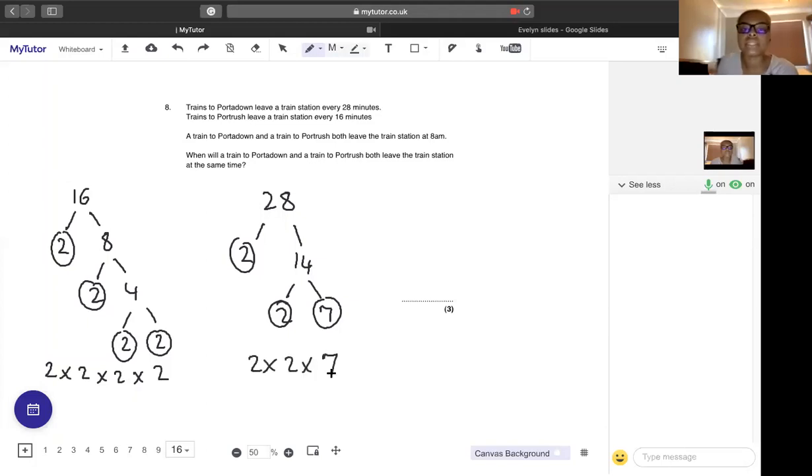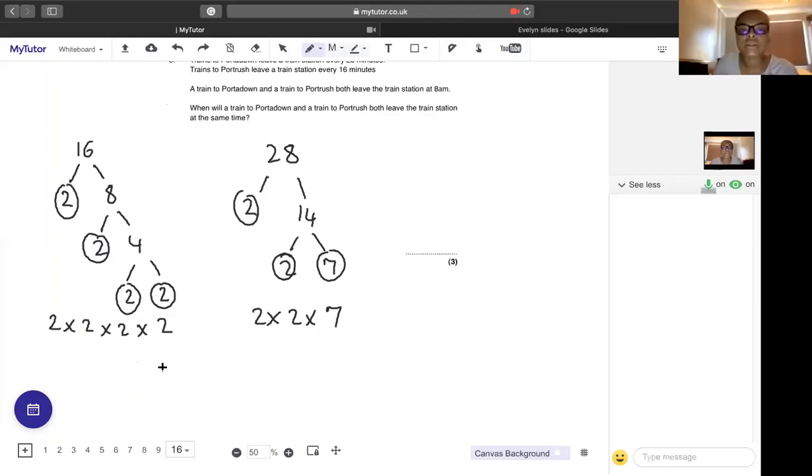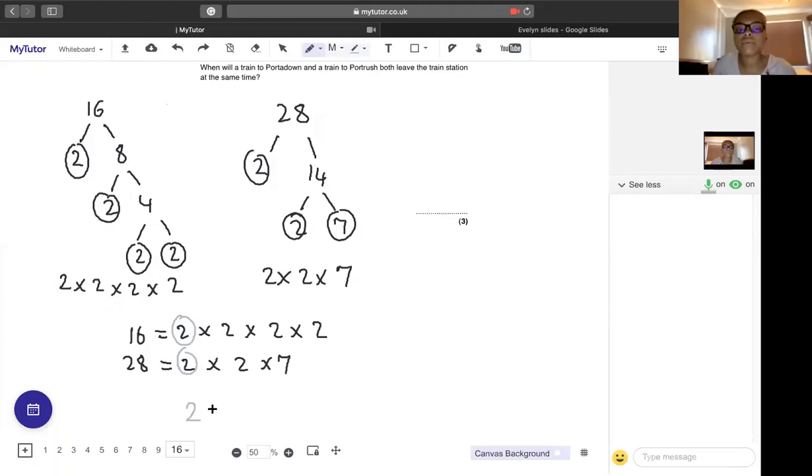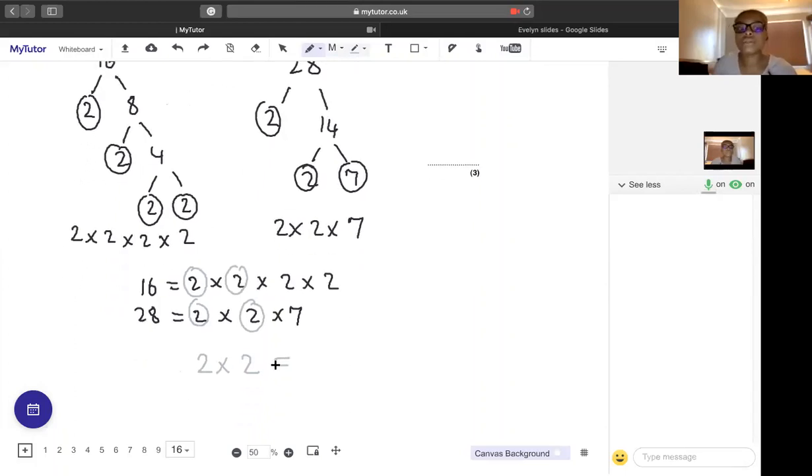So to work out the highest common factor, you need to circle the numbers which are common in both. So here we have a 2 which is common in both. So we've got these 2 2's. So we write one 2 at the bottom. We've also got another 2 2's, and then after that there's no other numbers which we can use. So 2 times 2 is 4. So that is our highest common factor.